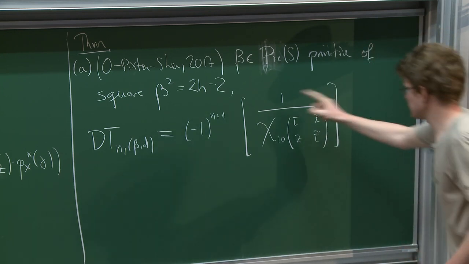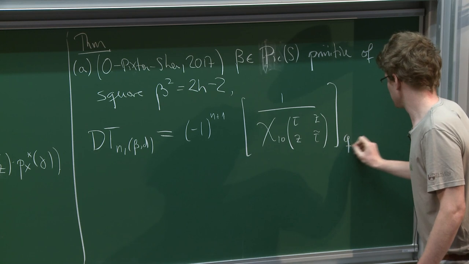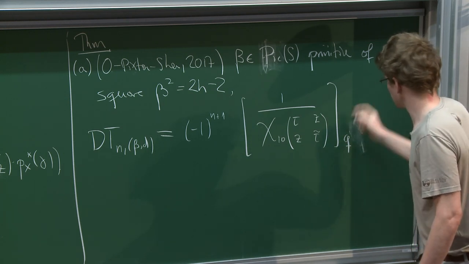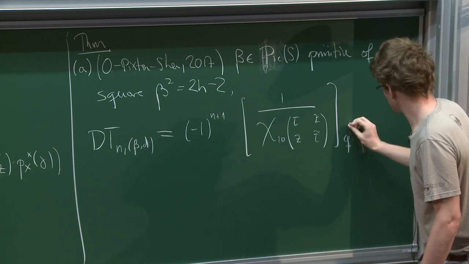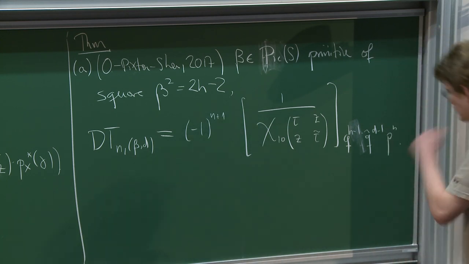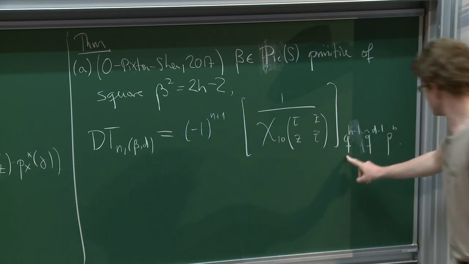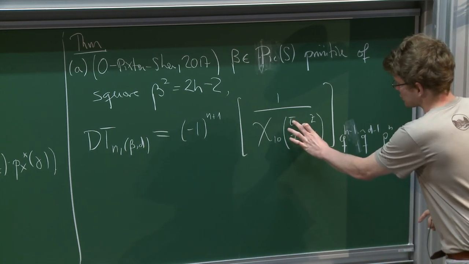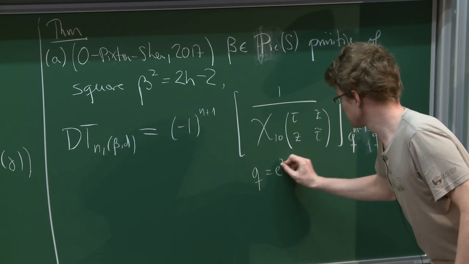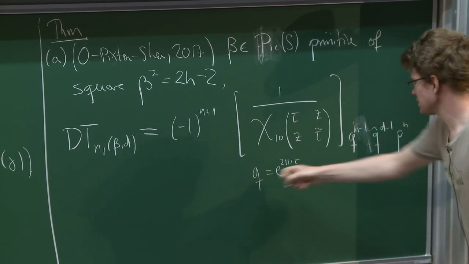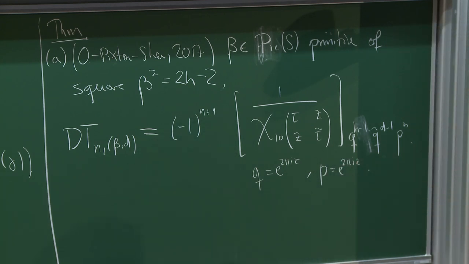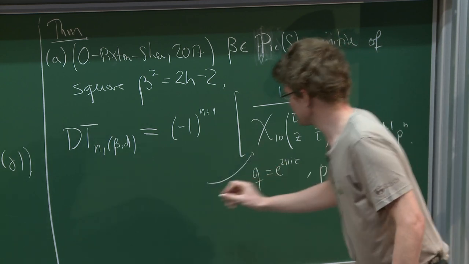Okay, so you take one over this Igusa cusp form, and then you extract a certain Fourier coefficient here. So you take q to the h minus 1, q tilde to the t minus 1, and then p to the n. And so here the q and the q tilde are the Fourier variables associated to tau and tau tilde. So q is e to the 2 pi i tau, and then the same for the tildes. And then p is e to the 2 pi i z. And this fellow is this Igusa cusp form.